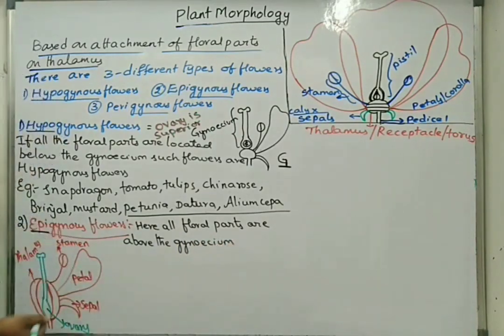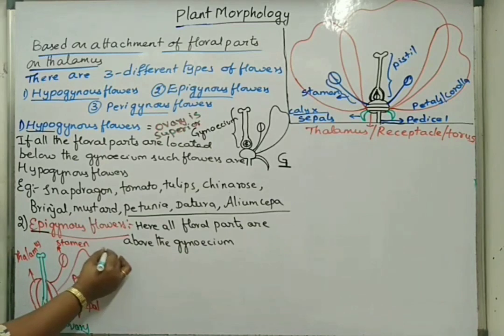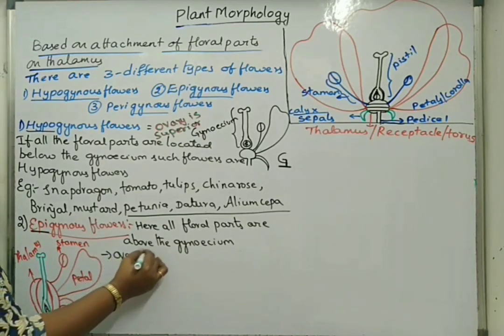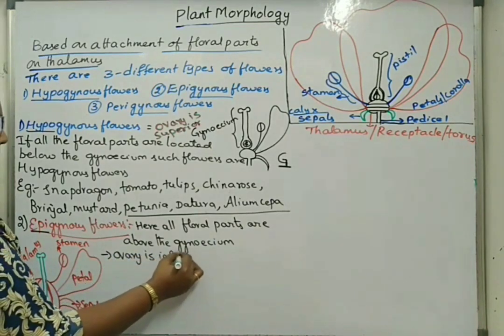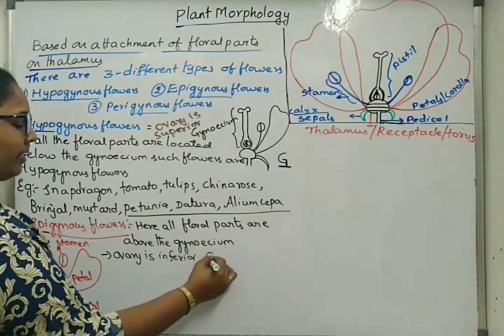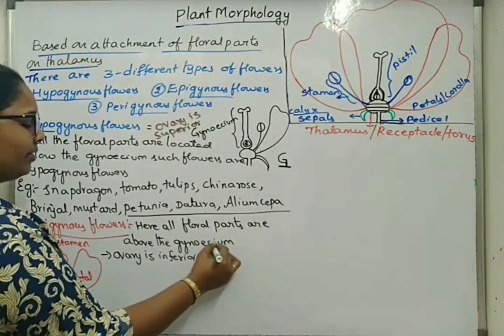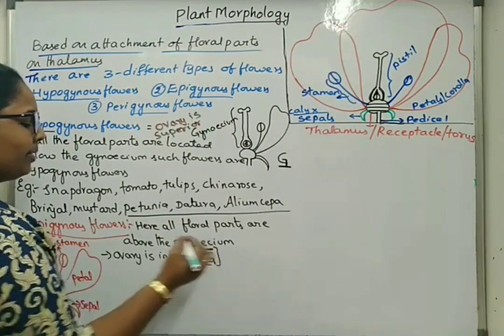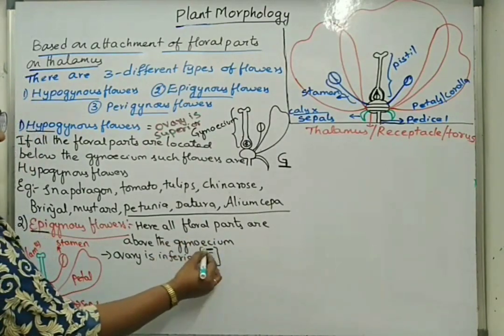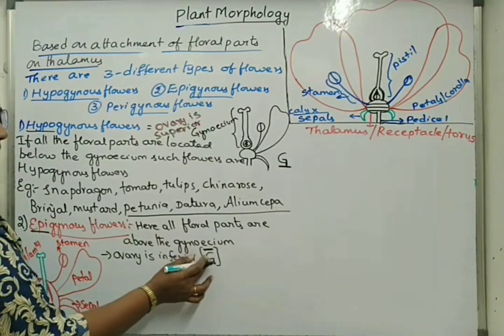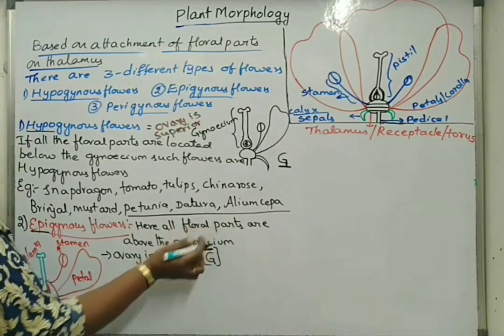Since all are above the gynoecium, ovary position is at the below. We are telling ovary is inferior. So we will write capital G and we will indicate its position at below the line like this. It indicates gynoecium is below. Remaining floral parts are above.